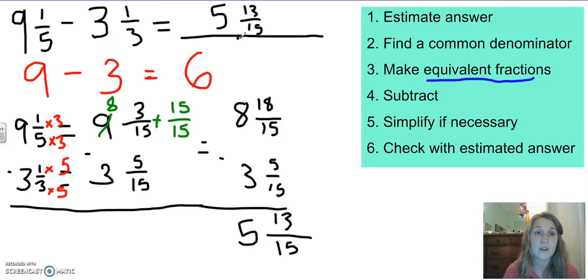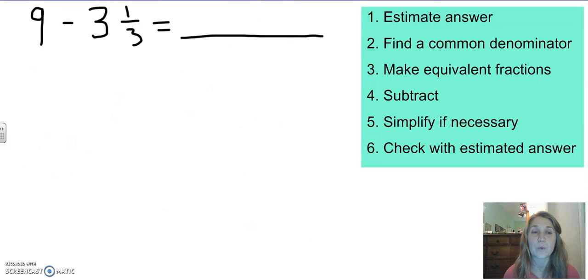But before I stop this video, I want you to take a look at this problem here. Very similar to the problem before. The only difference is that this problem doesn't have a fraction in the first number. I'm going to show you how to solve this kind of problem too.